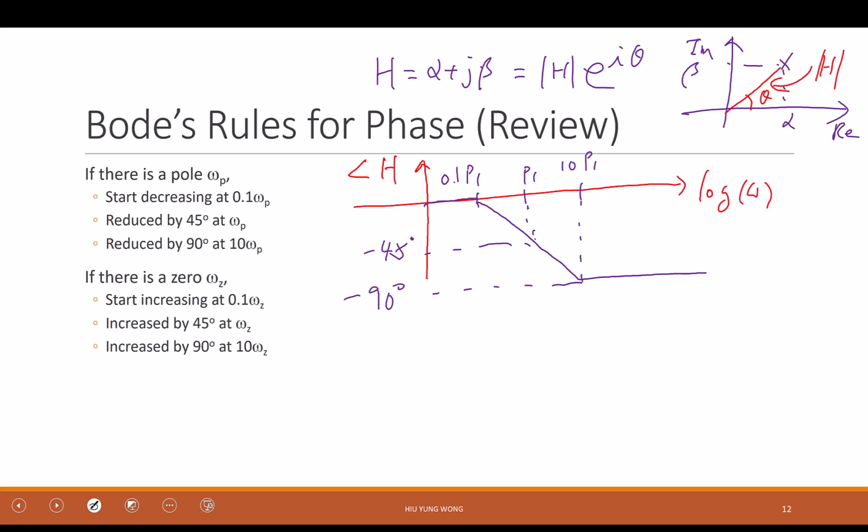Okay? Just take it for granted. You can prove it, and I think it was proved in previous classes already. But the most important thing is to know that at pole P1, it reached negative 45 degree. And it will stop when you reach 10 times of the pole, at negative 90 degree. It will start changing when it is 1/10 of the pole value.